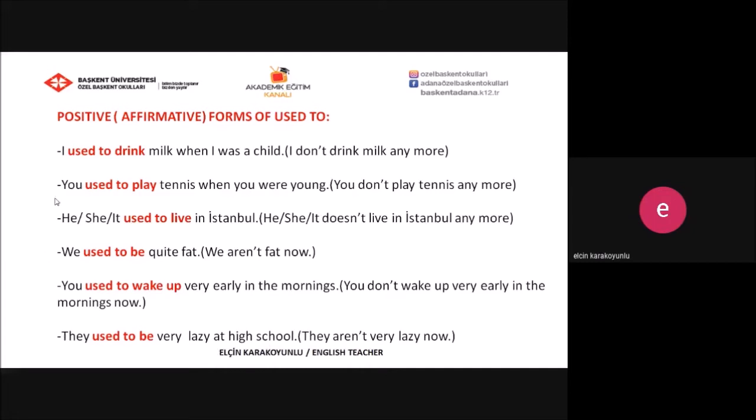Again, when we look at all the sentences for the positive or affirmative forms of used to, first we use the subject at the beginning of a sentence, and then used to, and then the bare infinitive form of the verb. Let's go on with the negative forms of used to this time.